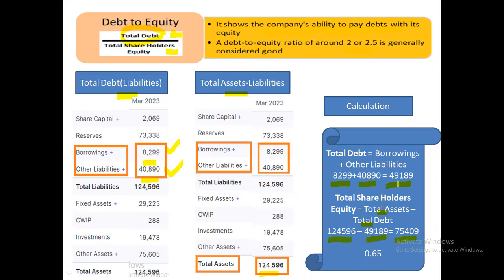So simple: 49,189, the total debt, divided by 75,409, the total shareholders equity, which comes to 0.65. This is called the debt to equity ratio. This should be around 2 to 2.5. That means shareholders equity is more, 75,409, whereas the liability is lesser. So shareholders equity is performing, and the debt is being taken care of, right? This is how we find out the debt to equity.